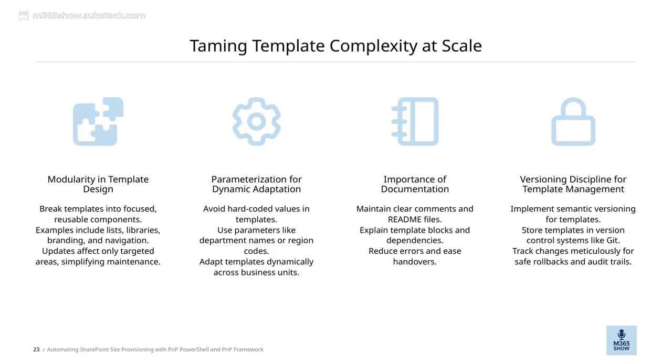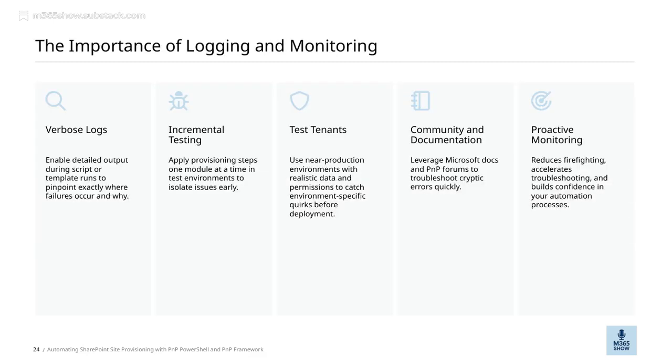as your environment grows. When it comes to automating SharePoint site provisioning, having effective logging and monitoring can significantly reduce firefighting efforts. It helps us troubleshoot issues more quickly and accelerates the entire process. By proactively monitoring our automation workflows, we can identify and resolve problems before they impact users. Leveraging resources like Microsoft documentation and PNP forums is key. They're invaluable for troubleshooting cryptic errors that might seem confusing at first glance. These communities and official docs provide insights and solutions that save us time and frustration.